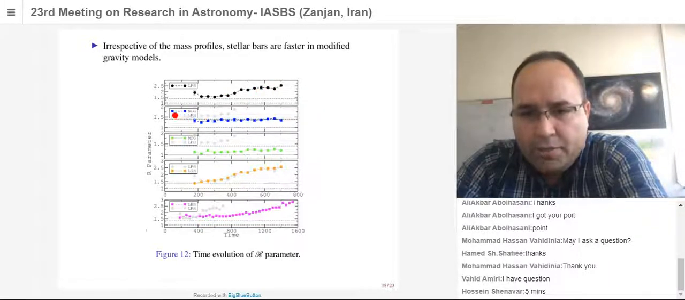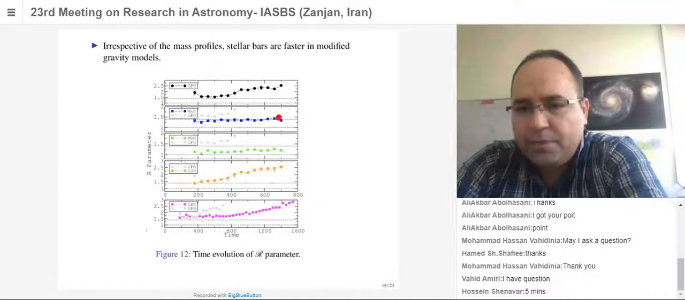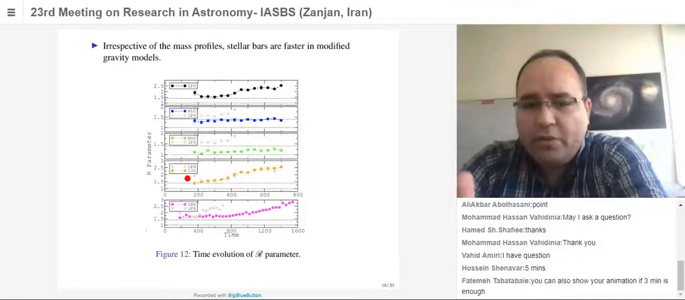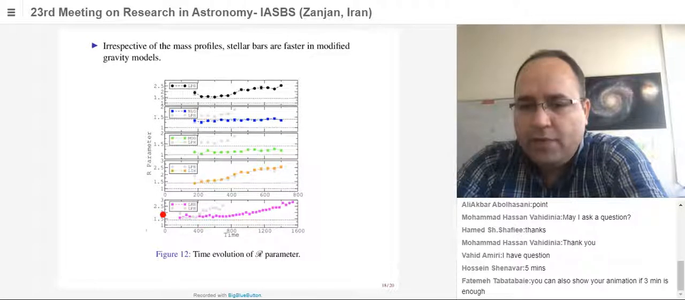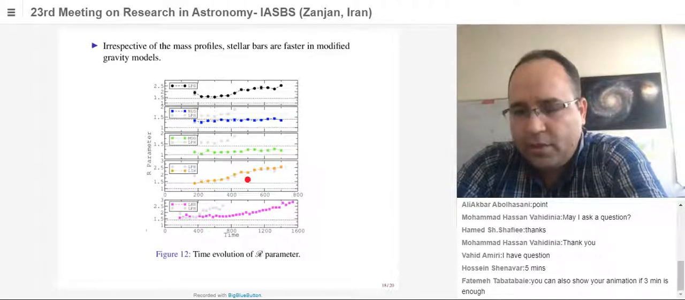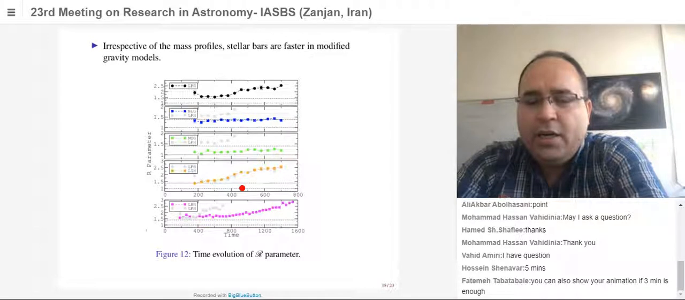Here, this blue color belongs to NLG, non-local gravity, and we see that it's almost fast, compatible with observations, in fact. For MOG, it also happens. We see that it's also fast. For isothermal halo, this is in fact the non-singular isothermal halo. We have two types of isothermal halos. And again, we see that the bar is fast, and also for the Hernquist case. Therefore, there is a clear difference between modified gravity models.